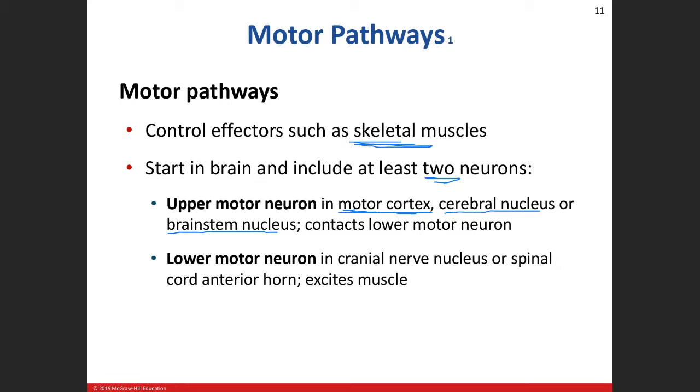Remember, for example, last week we were talking about all the different cranial nerves, oculomotor, which controls some of the muscles of the eye. So that's what we're referring to when we're dealing with brainstem nucleus. And the upper motor neuron is going to synapse onto our lower motor neuron. And that lower motor neuron is then going to go out to skeletal muscle somewhere. It can be a cranial nerve, or it can go out to the spinal cord, through the anterior horn.